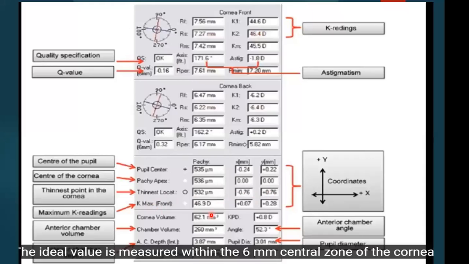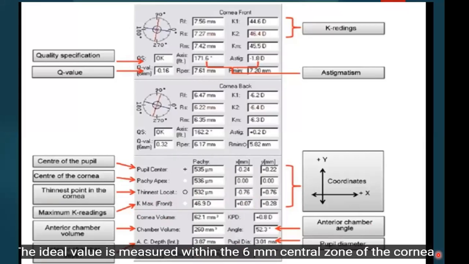Another important value is the Kmax. Kmax is the maximum K reading on the anterior surface of the cornea with the XY coordinates in these two boxes. It will give us the anterior chamber depth. It will give us the pupil diameter, and it also gives us the white to white, which I don't think we can see in this image.